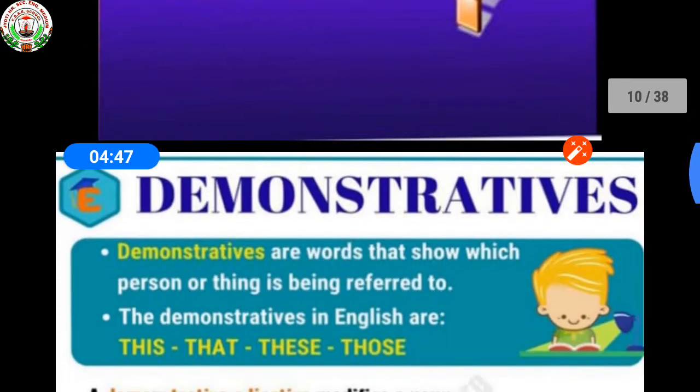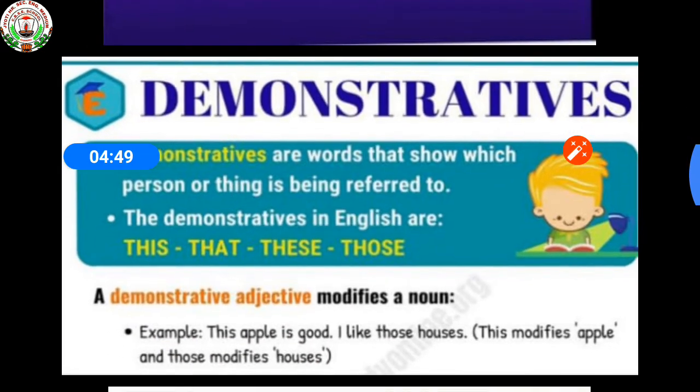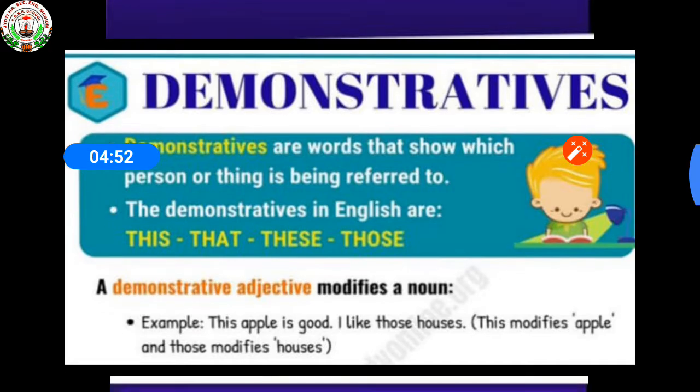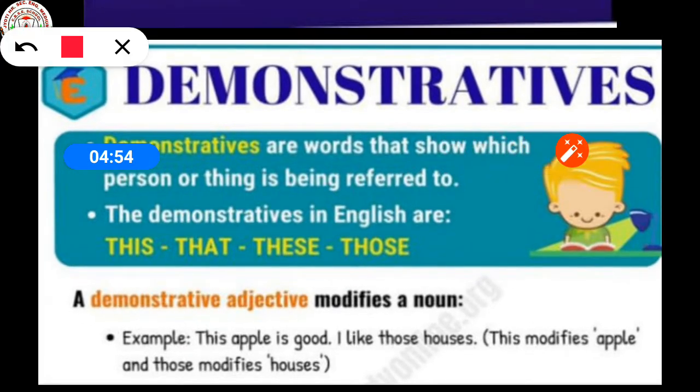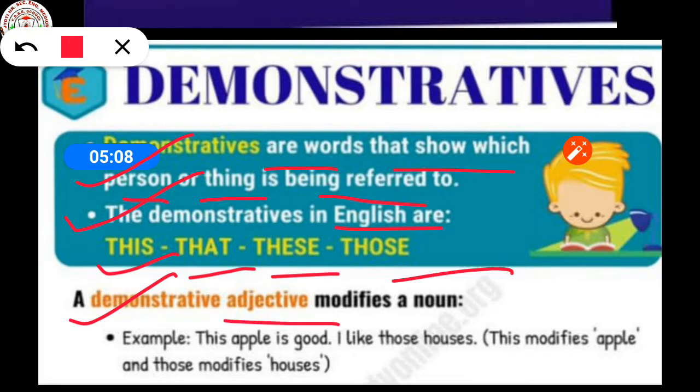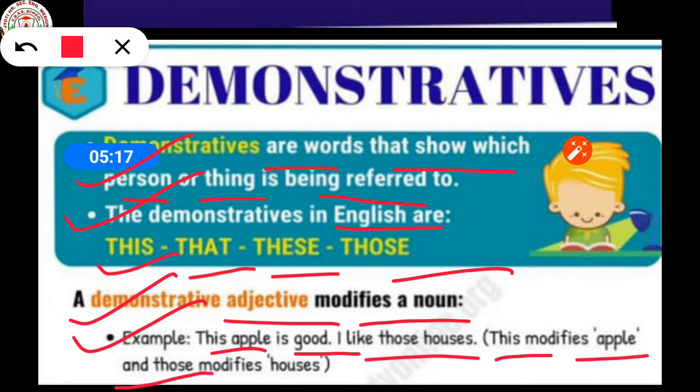So demonstratives are words that show which person or thing is being referred to. The demonstratives in English are this, that, these, those. A demonstrative adjective modifies a noun. For example, this apple is good. I like those houses. So this modifies apple and those modifies houses.